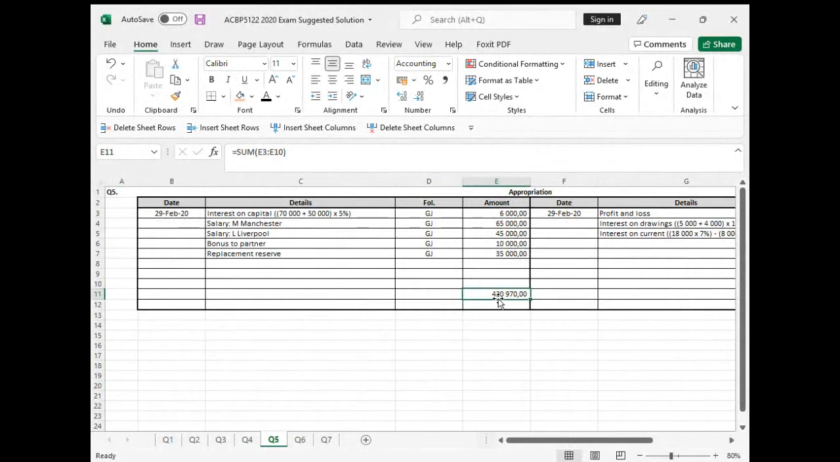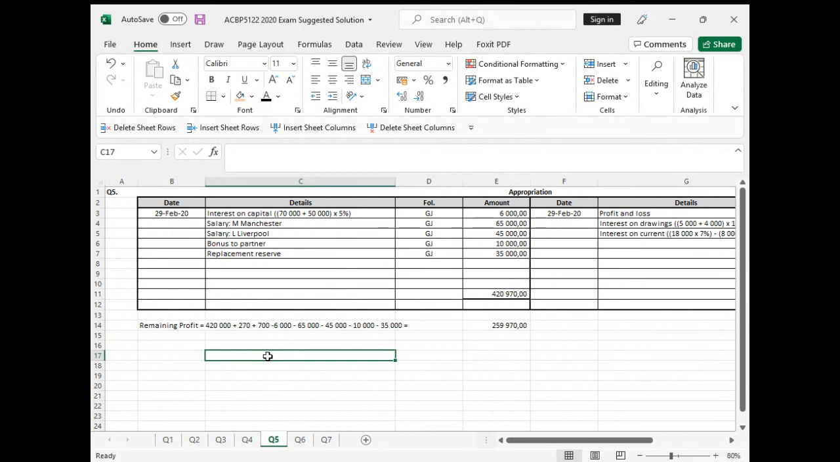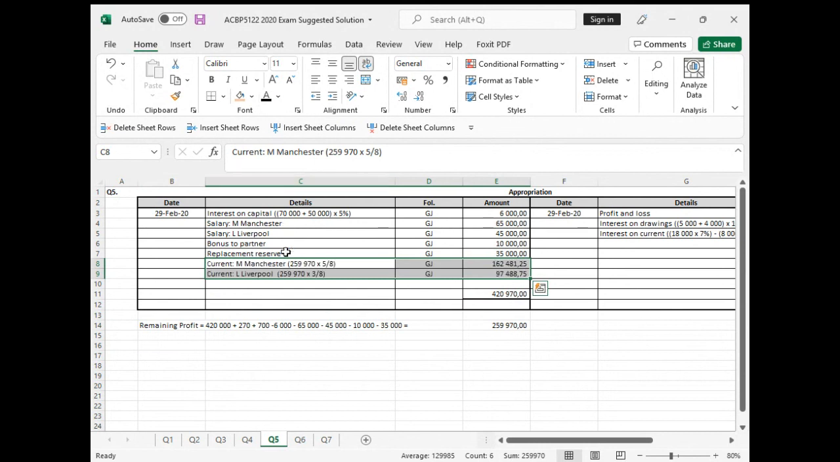Now you can either take this amount, deduct these, or you can do a calculation like this, just separate. So what I did is I took all the income, added it together, deducted all the expenses, to get to a remaining profit of 259,970. Now that remaining profit then gets distributed to your partner's current account based on their profit share.